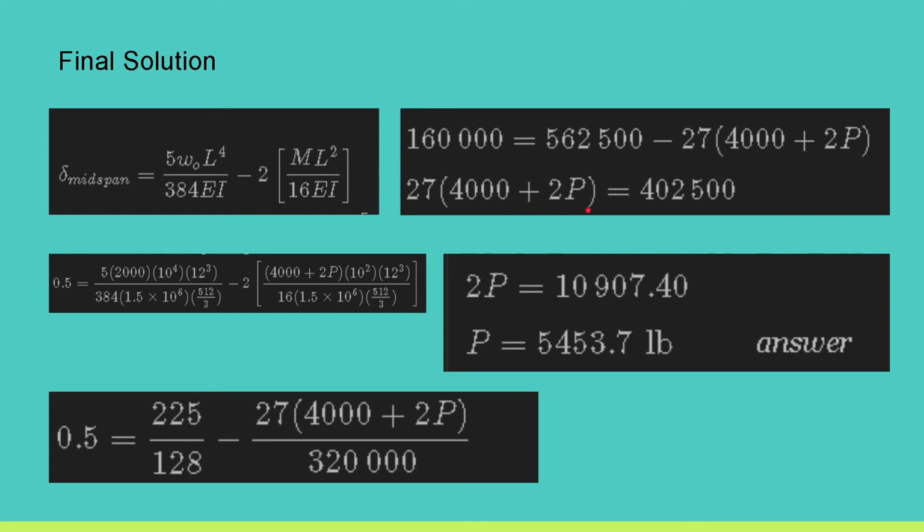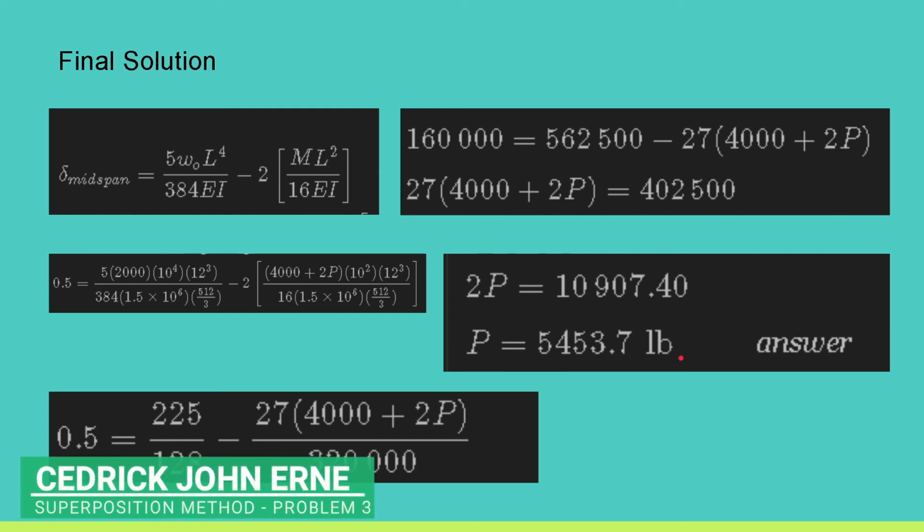So we just have to divide both sides by 27. After we divide 27 to both sides, we will transfer 4,000 to the other side. After doing so, we will be arriving at this equation. And the final step to answer the problem is to divide by 2. So our final answer is P is equal to 5,453.7 pounds. And that's all. Thank you everybody for listening.